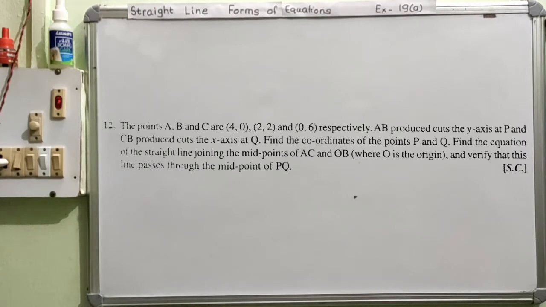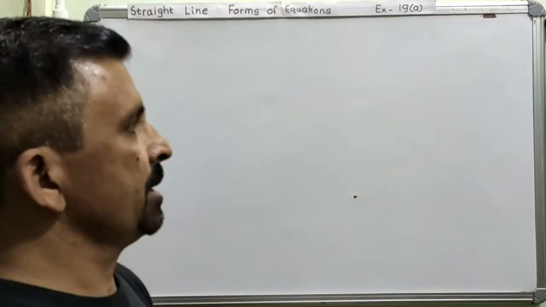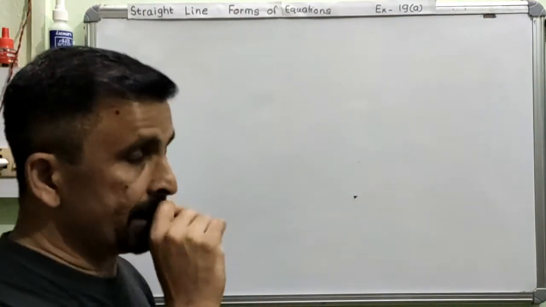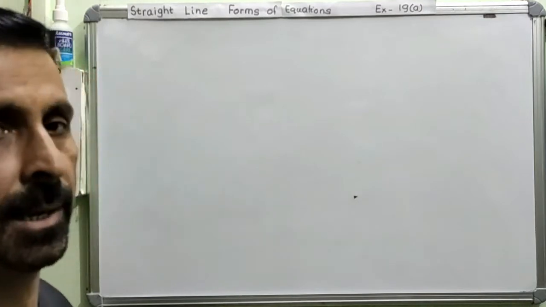Question number 12 is: the points A, B and C are so and so. AB produced cuts the y-axis at P, and CB produced cuts the x-axis at Q. Find the coordinates of the points P and Q, and find the equation of the straight line joining the midpoint of AC and OB, where O is the origin, and also verify that this line passes through the midpoint of PQ. So this question is quite lengthy, right?